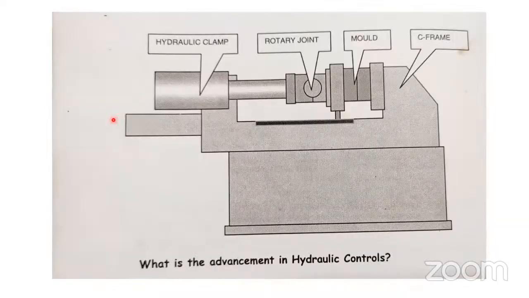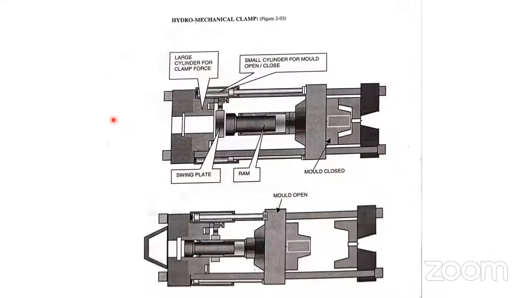Now we can see here, a hydromechanical clamp. Yes, sir. This is a hydromechanical clamp now. See here, a large cylinder for the clamp force. This is a large cylinder, for the clamp force. Now, a small cylinder is for the mold open and close. See here, this mold open and close.